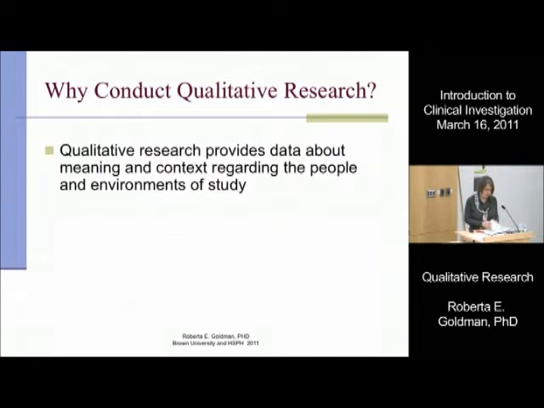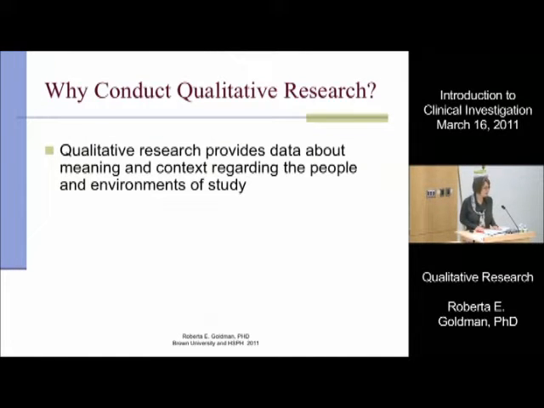So the first thing to really think about is why conduct qualitative research? Years ago, when I first started working with physicians and with public health professionals, qualitative research was very, very strange to people. It wasn't used. The idea was to maybe throw in one focus group, and I'll talk a little bit later about focus groups, but it was very unknown.